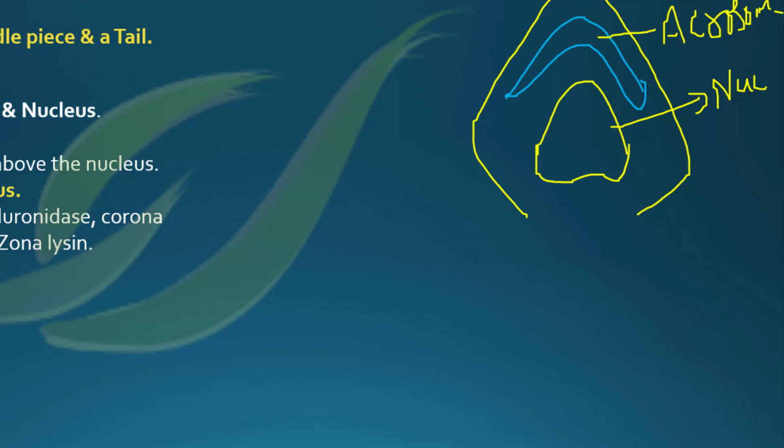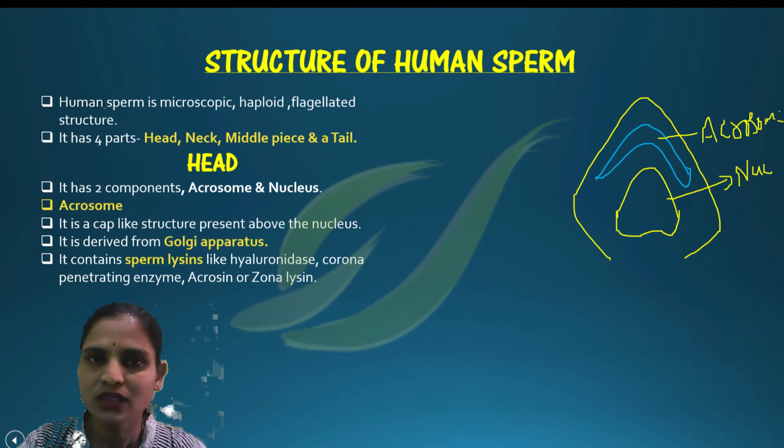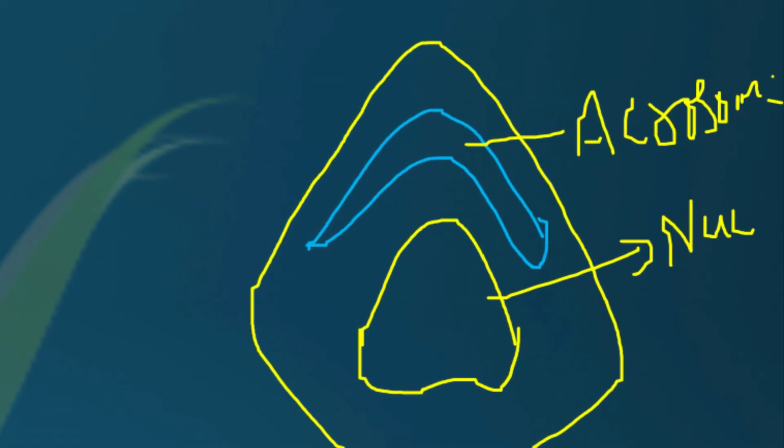The acrosome is derived from Golgi bodies. In the spermatid, the acrosome will be present. When it gets transformed, it forms a cap-like structure, and this cap-like structure is called the acrosome. It is derived from Golgi bodies, and it is present just above the nucleus.